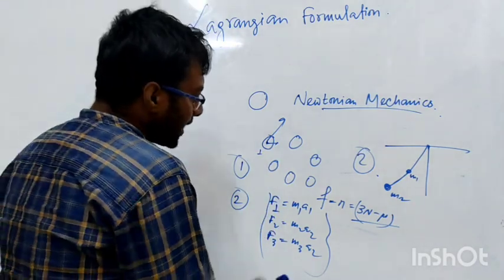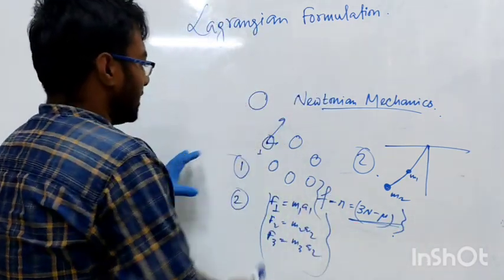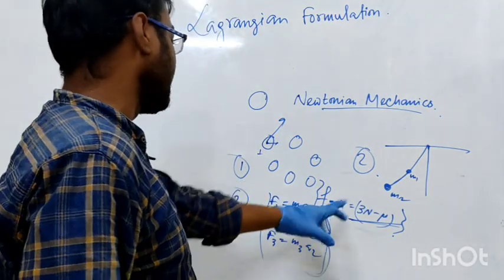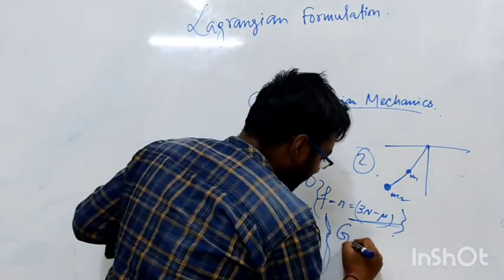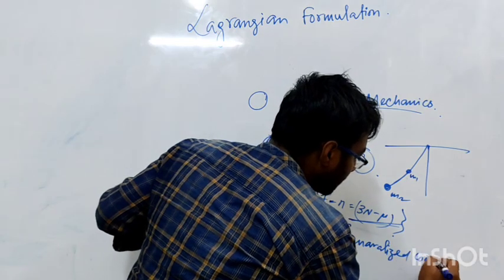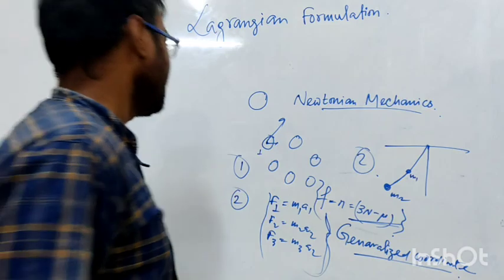So we can use generalized coordinates to replace this f number or n number of equations. We can use generalized coordinates. What is a generalized coordinate? We will discuss later.